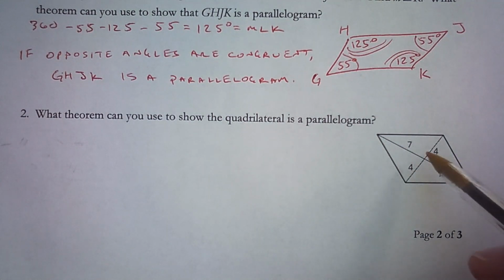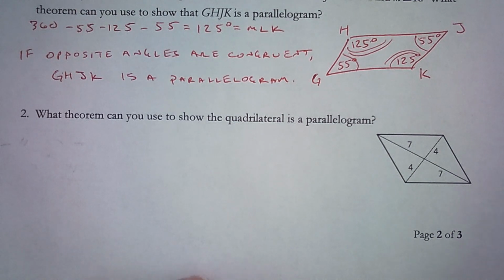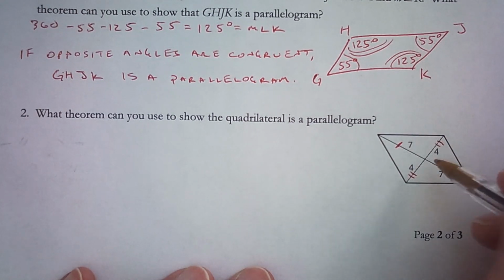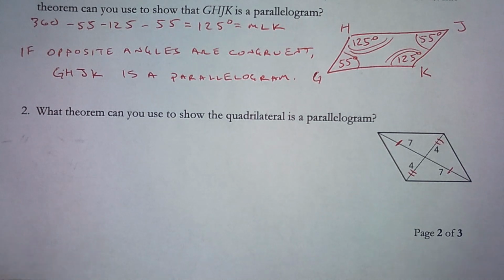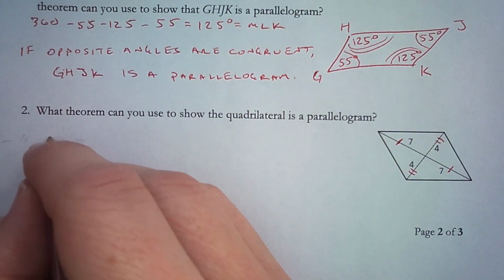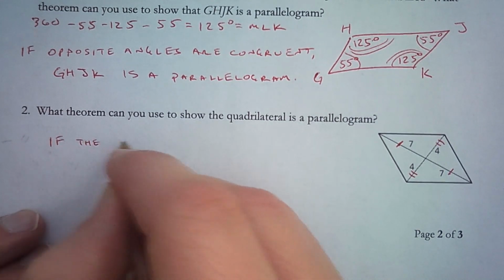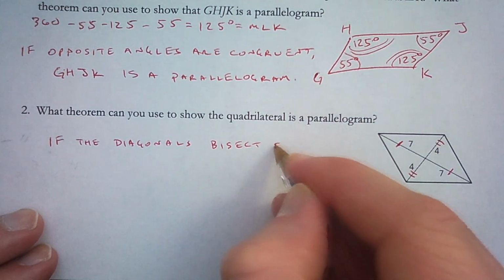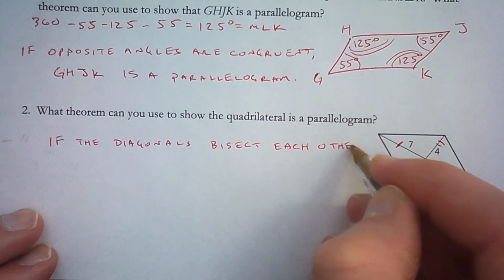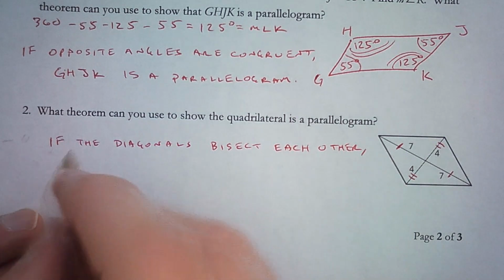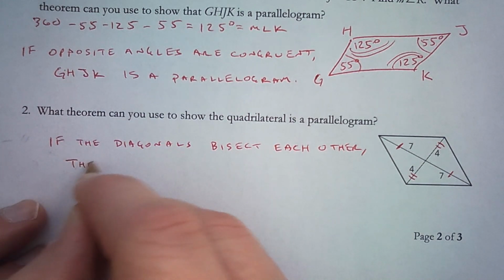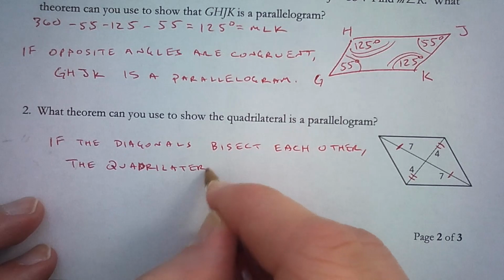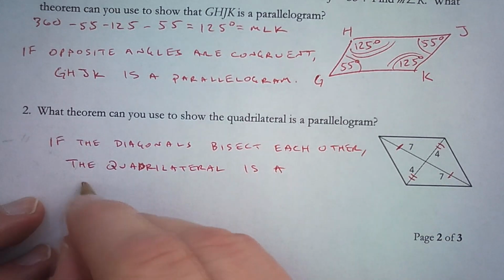What theorem can we use to say that this quadrilateral is a parallelogram? So what I see here is these are congruent and these are congruent, which means the diagonals bisect each other. So the theorem I can use to show that that is a parallelogram is if the diagonals bisect each other, and this one doesn't have letters around it, so I'll just say the quadrilateral. So then the quadrilateral is a parallelogram.